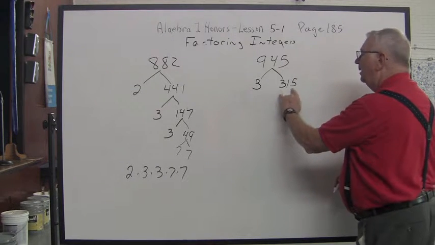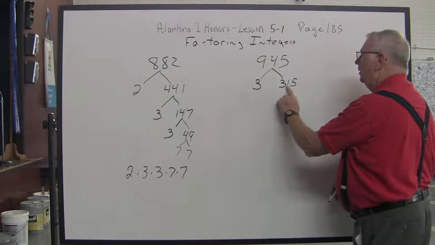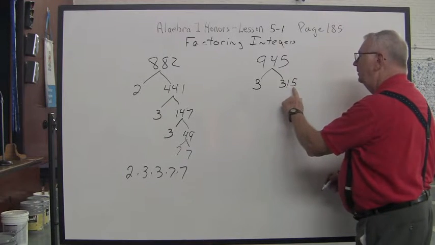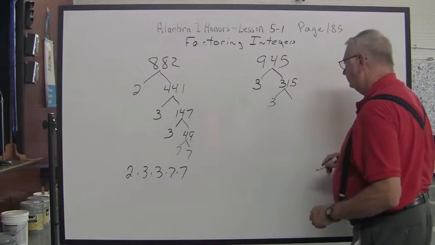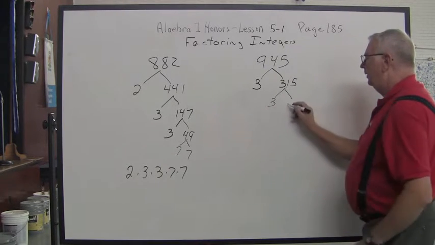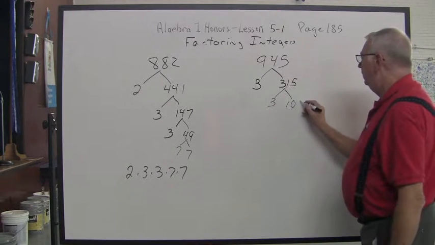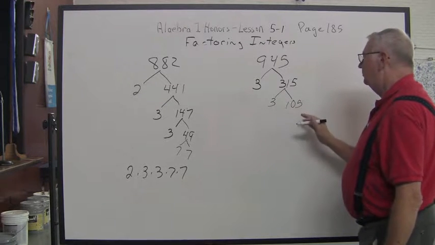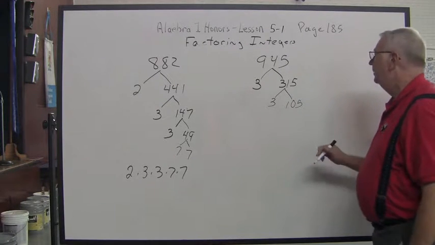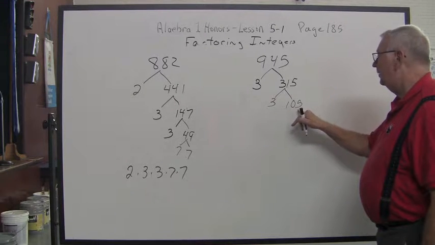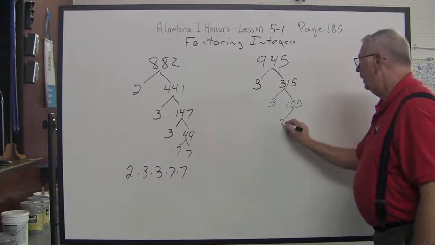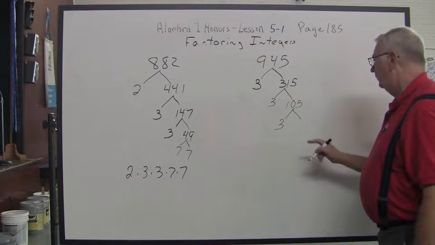I look at this one. I see 3 plus 1 is 4, plus 5 is 9. So this is going to be divisible by 3 also. 3 goes into 3 1 time, 0, 5. So 3 times 105 would be 315. Now I look at this and I sum the digits. Again, that's going to be 6. 3 goes into 6. So I can divide again by 3.